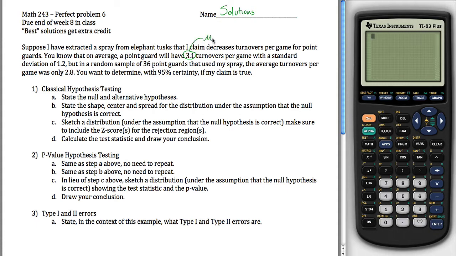We'll use the symbol mu naught for that. Mu naught equals 3.1, with the standard deviation of 1.2. So again, the standard deviation has to do with the population. This is all point guards here. So this is sigma equals 1.2.